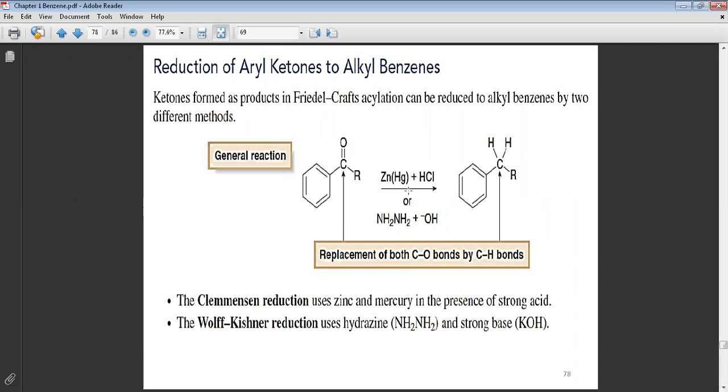By using zinc and mercury with HCl acid, or by using hydrazine NH2NH2 with a base. The first one we call the Clemmensen reduction, using zinc and mercury in the presence of strong acid. Using a strong base, it is the Wolff-Kishner reduction, using hydrazine and OH base. Both of them are right. You can write either one, no problem. Clemmensen reduction and Wolff-Kishner reduction.